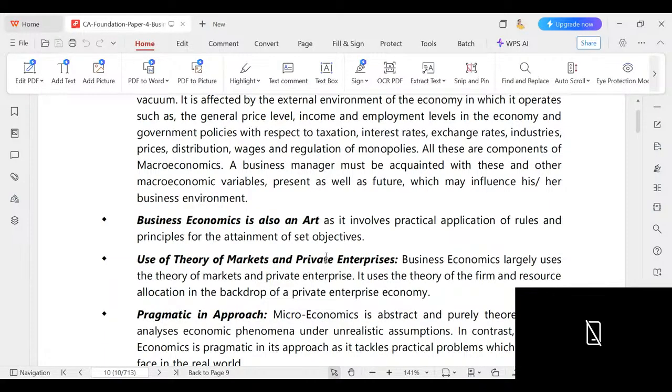The next one: business economics is also an art because it is a practical application of rules and principles for the attainment of set objectives. That is why it is an art.